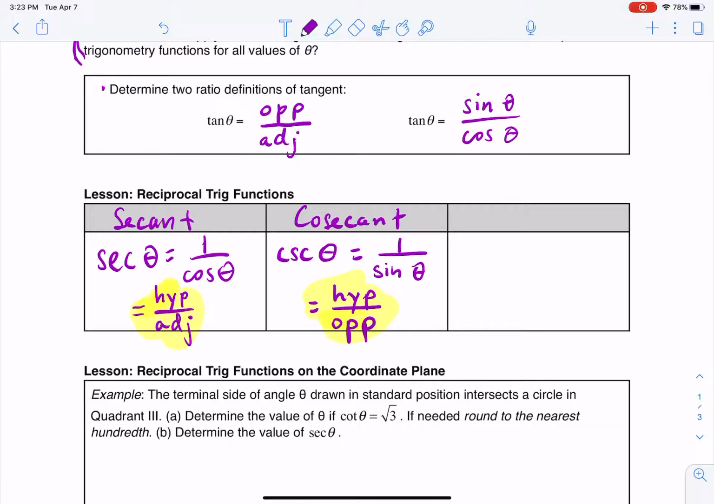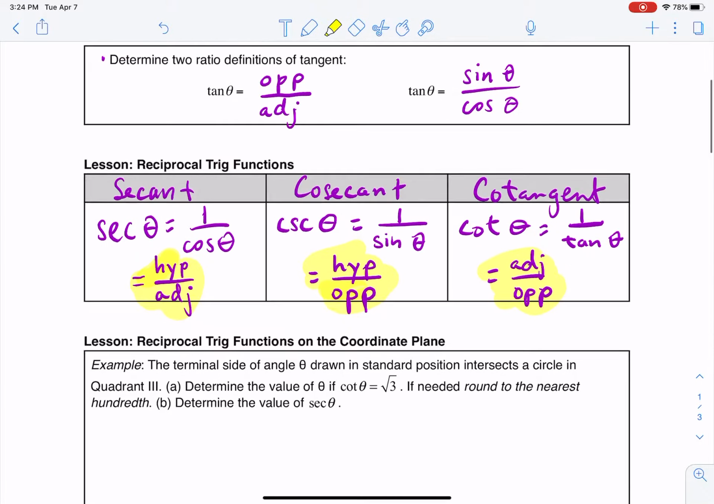All right, and the third reciprocal trig function that we've looked at is called cotangent. So cotangent, as you recall, is really the reciprocal of tangent. So we write 1 over tangent of theta to show it's the reciprocal. And another way to think about that is it's really the adjacent side over the opposite. So it's the reverse of how we've been talking about tangent.